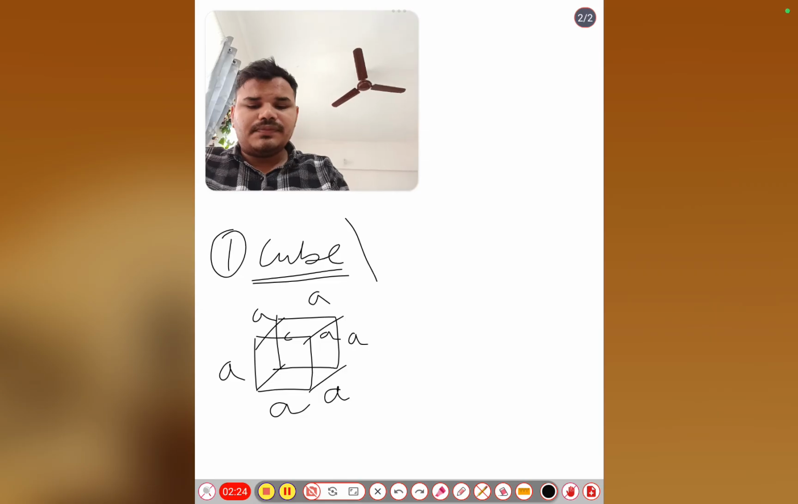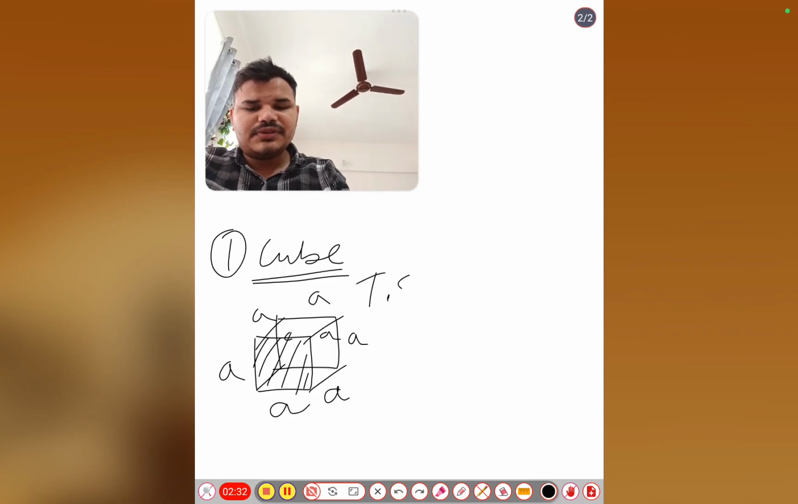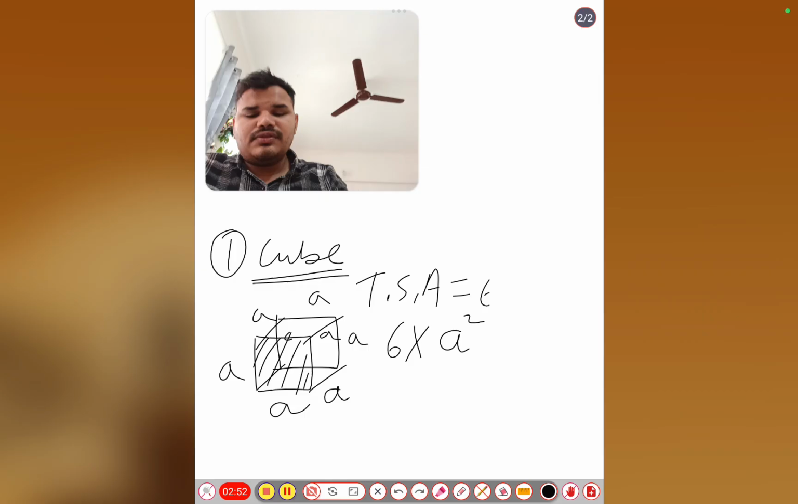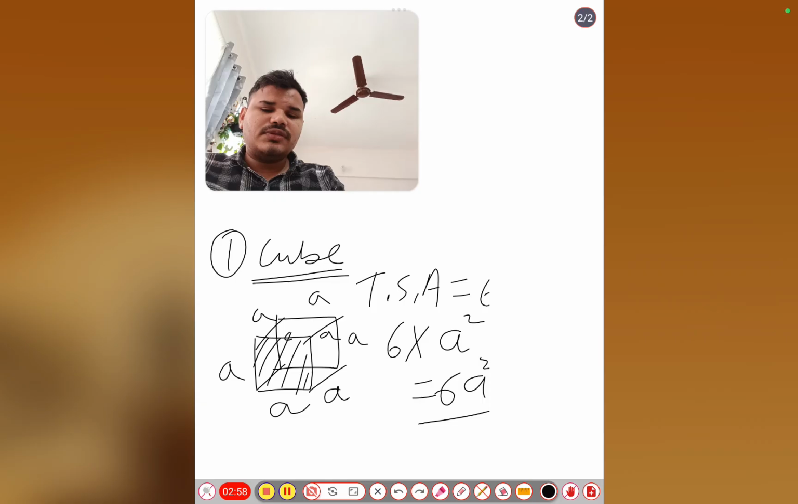Now we want to find out the surface area. That is the first one. As we know, the total surface area of the cube is simply the number of sides, which is 6, multiplied by the area of one surface, which is side square, that is a square. So we get 6a square, right? That is the required formula for the total surface area of the cube.